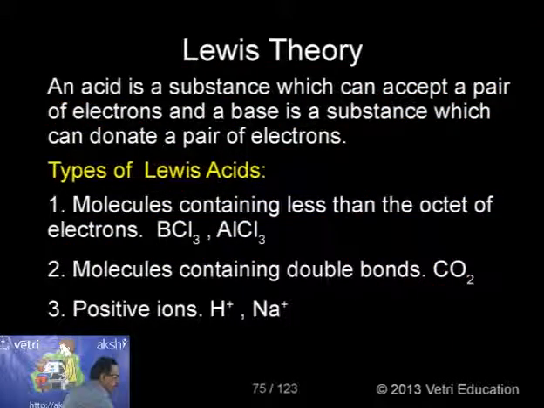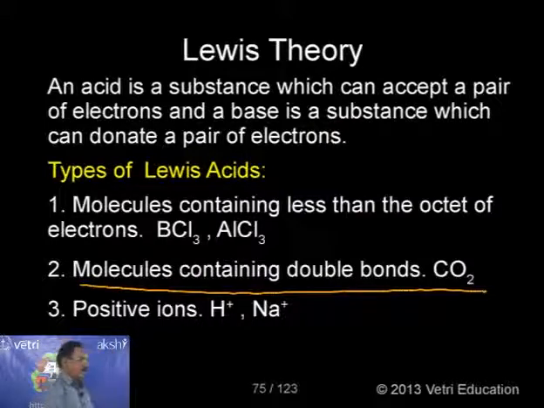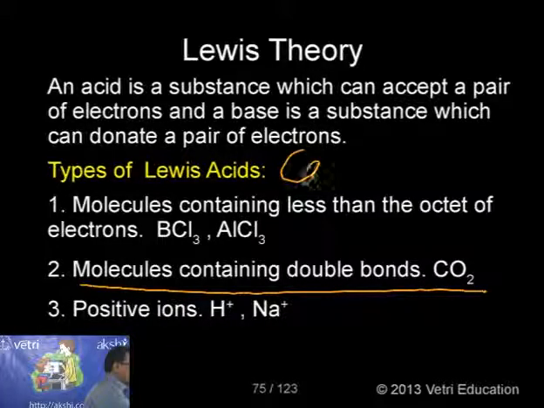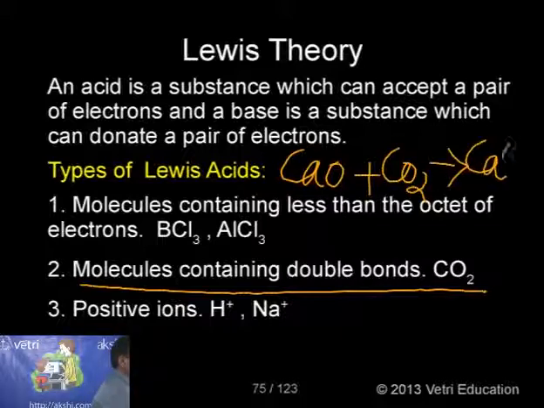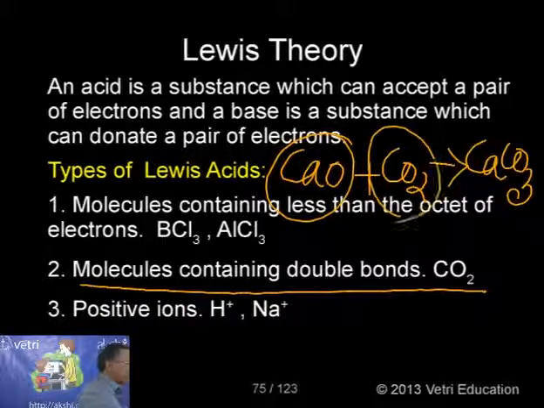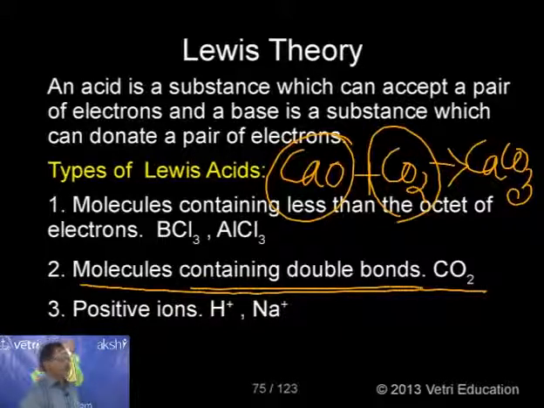The second type: molecules containing double bonds. Specific example, carbon dioxide. Whenever a molecule contains a double bond, it will again behave as a Lewis acid. A specific example I can explain: calcium oxide plus carbon dioxide giving calcium carbonate, a salt. Calcium carbonate is a salt. Salt means it is formed from an acid and a base. So we know calcium oxide is a base. So automatically, carbon dioxide is an acid. How? This is a Lewis acid because it contains a double bond. It can easily polarize, so ions come forming back. See, this is the interesting information. So molecules containing a double bond will behave as a Lewis acid.